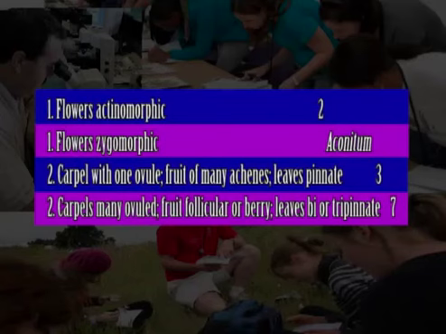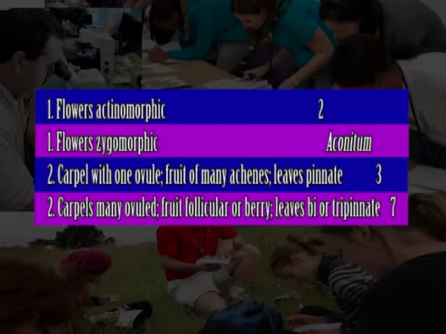In a bracketed key, each couplet has two leads immediately adjacent under the same left hand number. As you see, flowers actinomorphic and flowers zygomorphic, both the leads are side by side. Then carpels with one ovule, fruit of many achenes, leaves pinnate correspond to a lead of the second couplet, which is immediately adjacent under the same left hand number of the first key.